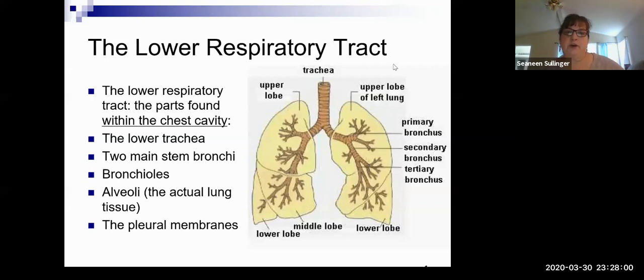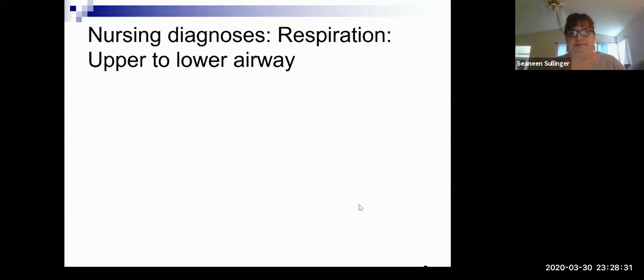Looking at a diagram here of the lower respiratory tract, these parts are found in the chest cavity. You all remember your anatomy: the trachea, and then you go into the right main stem bronchus, left bronchus, the upper lobes, there's your middle lobe, right? And moving on down, primary, secondary, and tertiary, moving down into the alveoli, which are the actual lung tissue, and also the pleural membranes that encase the lungs.